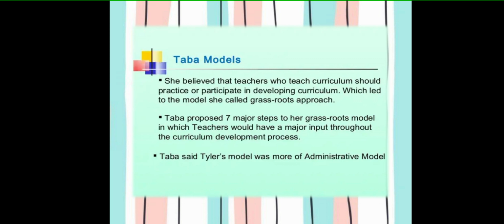The Taba model. She believed that teachers who teach curriculum should practice or participate in developing curriculum, which led to the model she called the grassroots approach. Taba proposed 7 major steps to her grassroots model in which teachers would have a major input throughout the curriculum development process. Taba said Tyler's model was more of an administrative model.